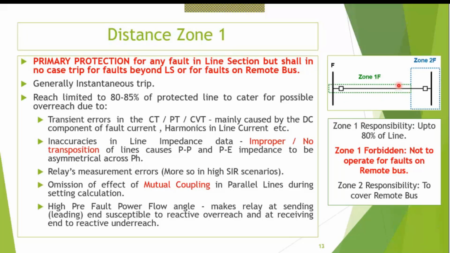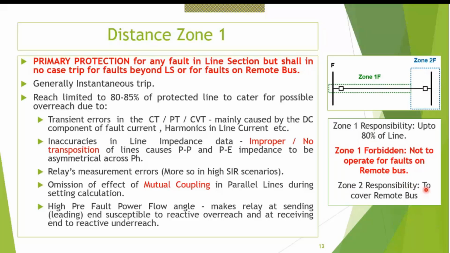Zone 1, even if it trips till 99%, it is okay, but it should not trip for a remote bus fault or a fault in adjacent sections. Forbidden. Zone 1 responsibility is up to 80%, 85% of the line. Zone 1 is forbidden to operate for faults on the remote bus.